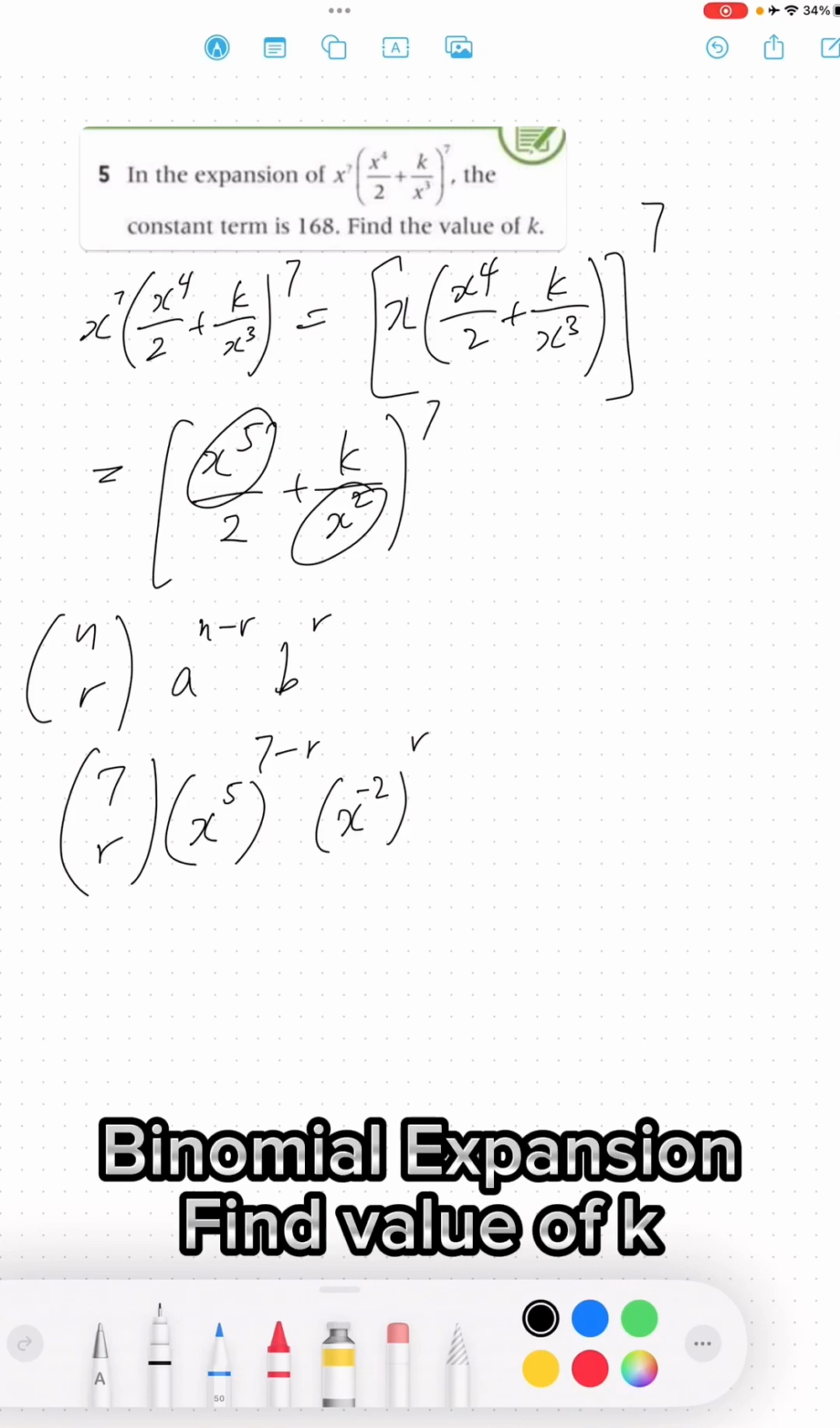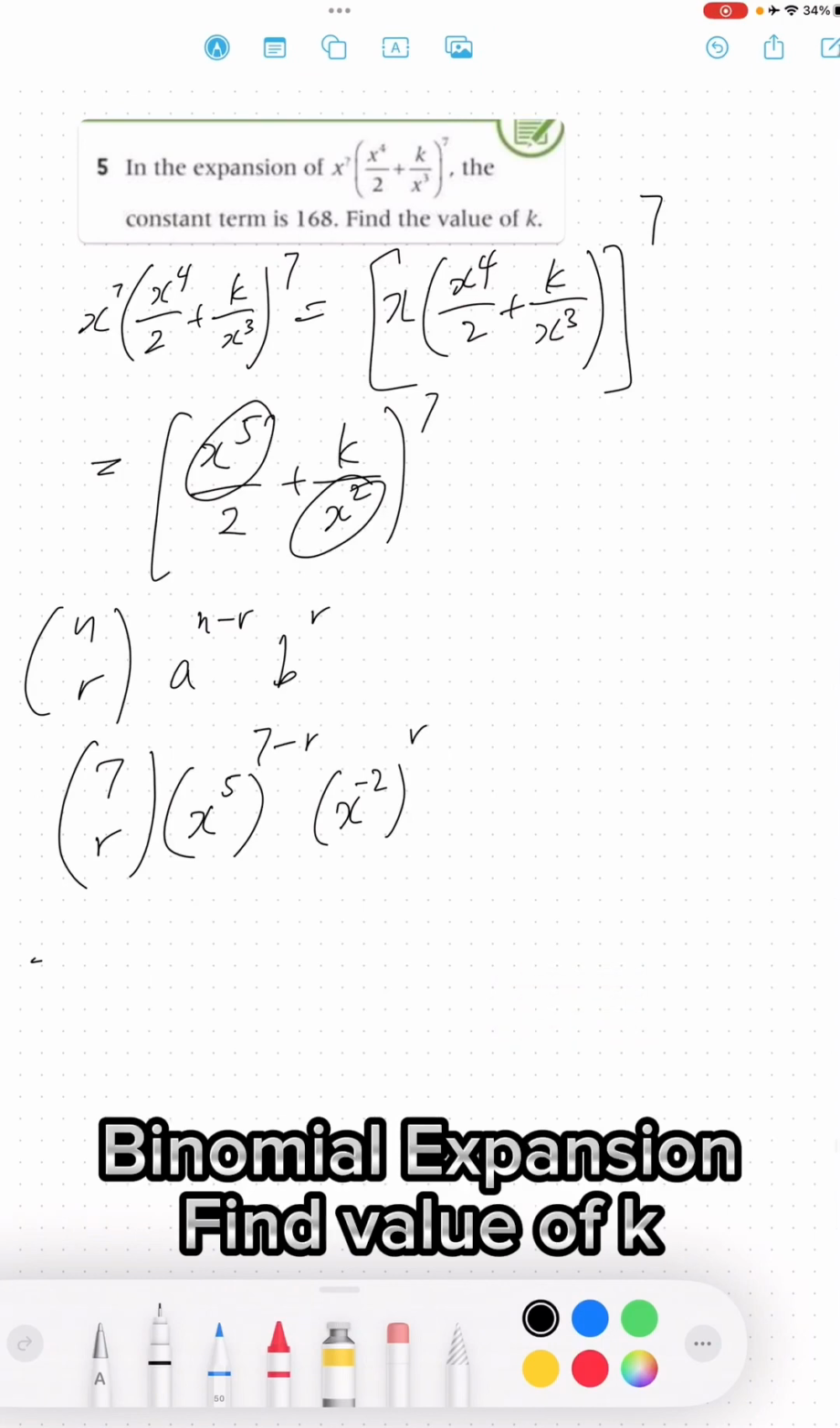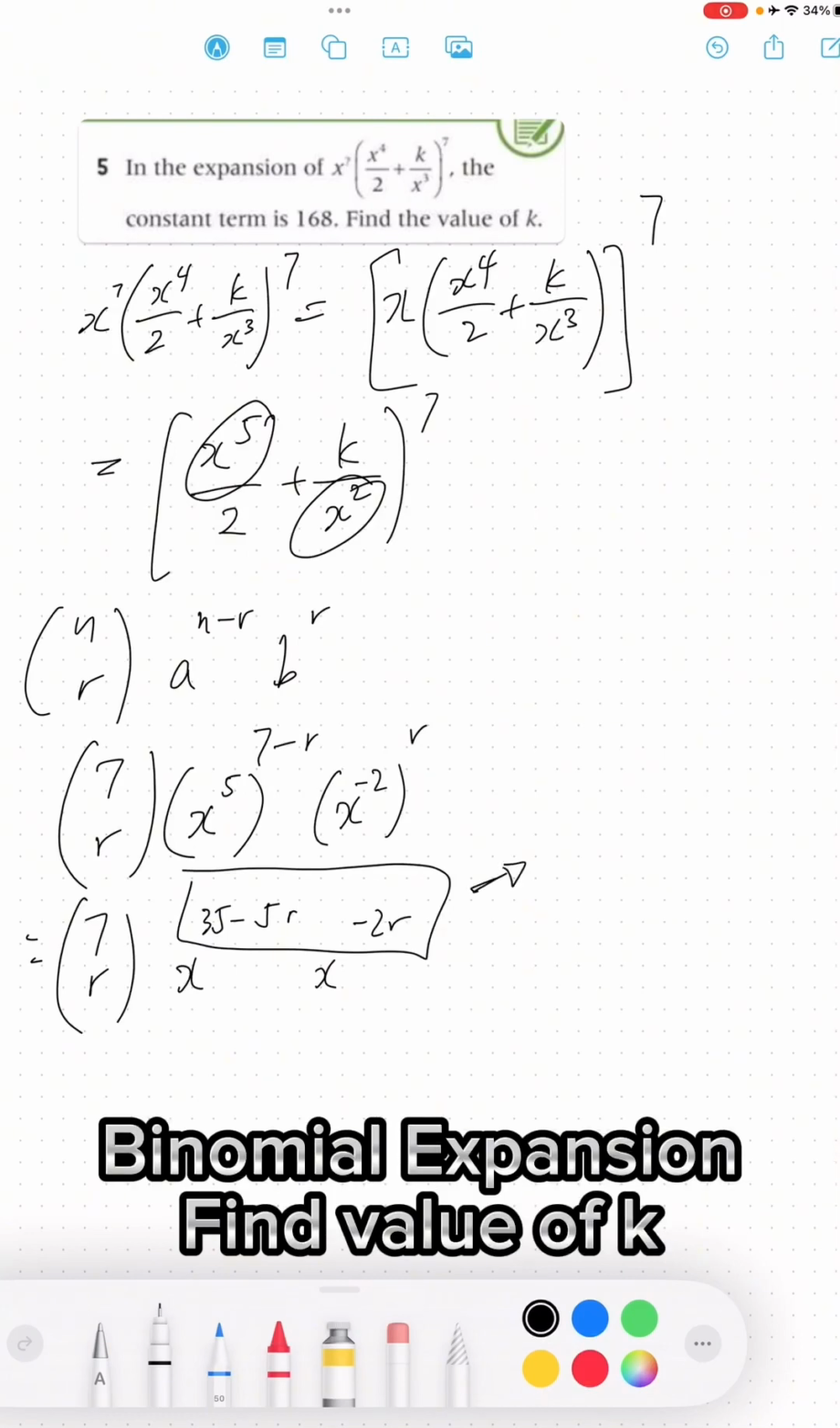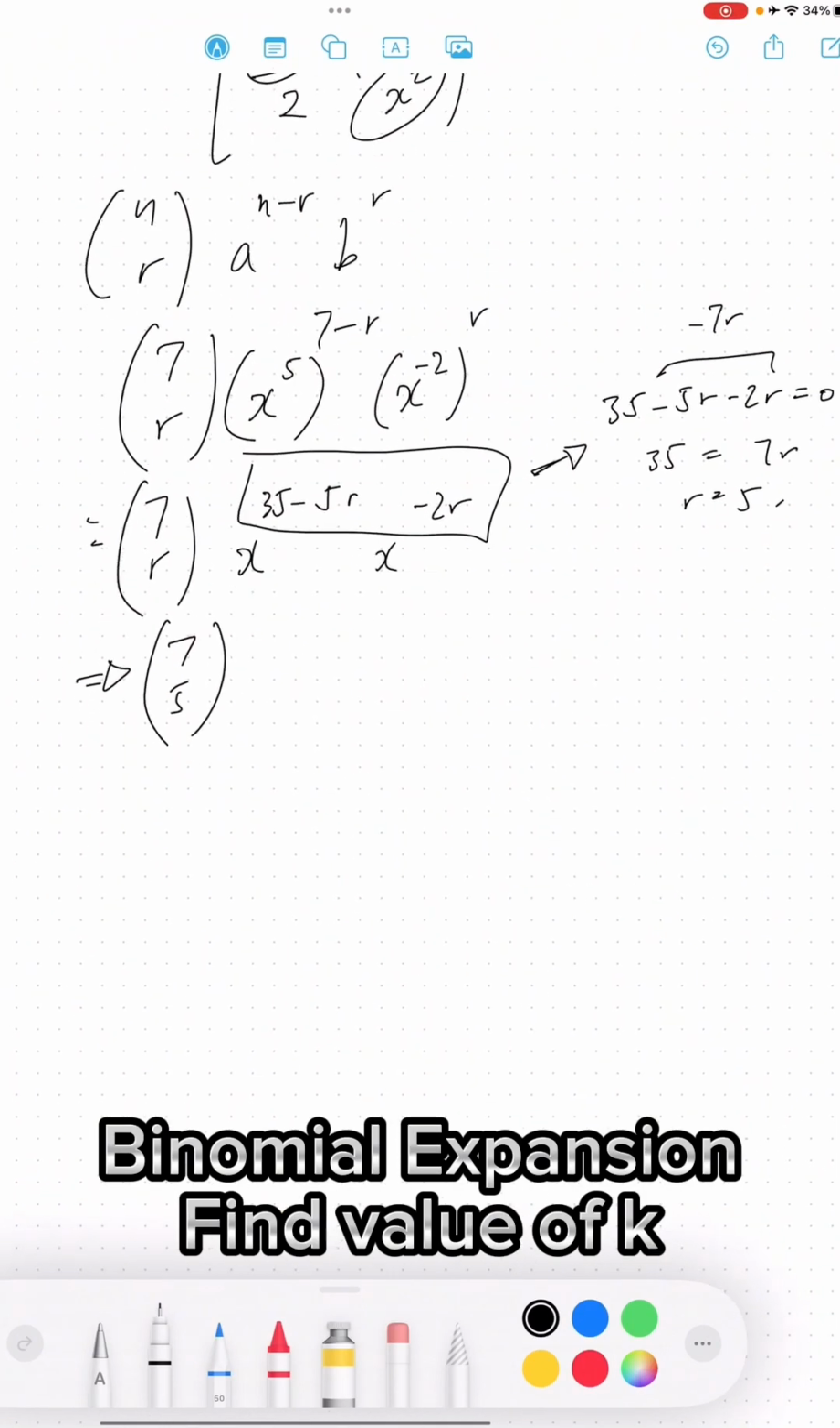Then we first have to figure out the powers. So let's expand that. We have 7 choose r, x to the 35 minus 5r, x to the negative 2r. And so the exponents have to be 0. We can do this on the side: 35 minus 5r minus 2r equals 0. That's negative 7r, so 35 equals 7r. r is 5. So we can plug this back in: 7 choose 5.